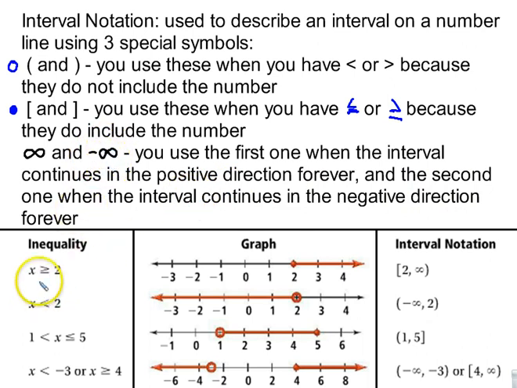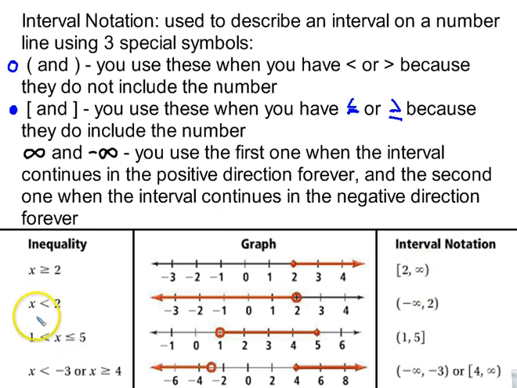Okay. So look, here's the inequality. X is greater than or equal to 2. Here's the graph. We put a closed circle and we shade to the right. Here's what it looks like as interval notation. We have the bracket, the number 2, because the number 2 has a closed circle. We put a comma, and then it's traveling in the positive direction, so that would be infinity, but we never get there. So therefore, we put the parentheses.